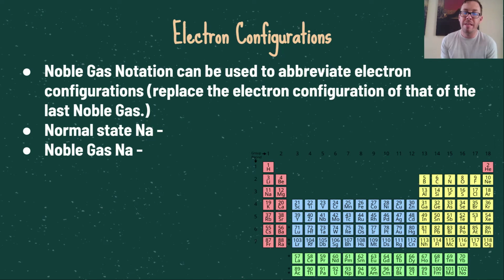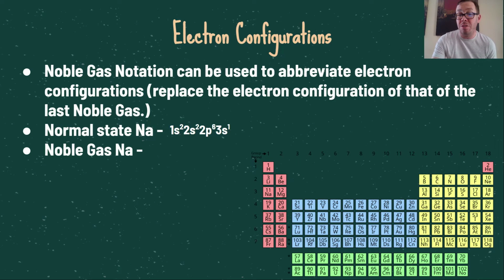Noble gas notation can be used to abbreviate the electron configurations. We simply replace the electron configuration of the last noble gas we passed. So again, we go back to sodium and find that sodium is number 11 on the periodic table. The last noble gas we looked at is neon, as we went through and have written our electron configuration. So our normal state is going to be 1s2, 2s2, 2p6, 3s1.